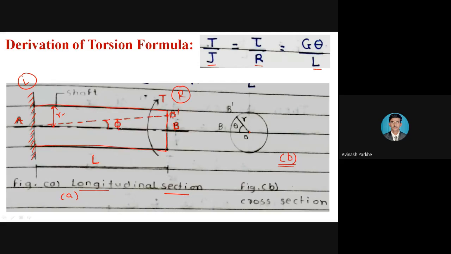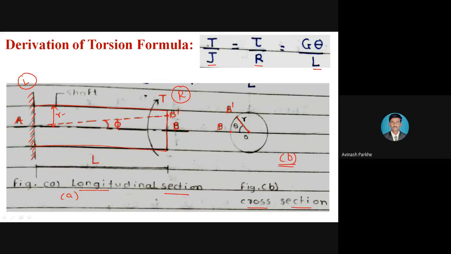That angle is called phi. So these are the changes taking place in the longitudinal section. Similarly, on the right side, one more figure is there, which is called the cross section of that particular shaft. Similarly here also, a point is there, that is point B. So due to this amount of torque, the point moves. This is the original point B, and this is the deformed point, that is B dash.